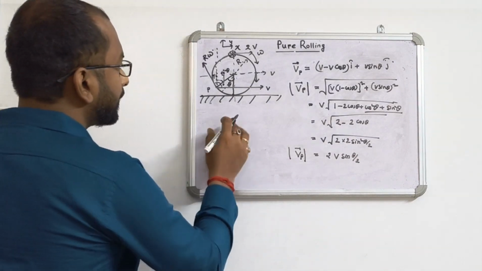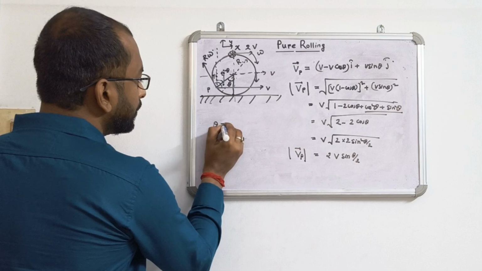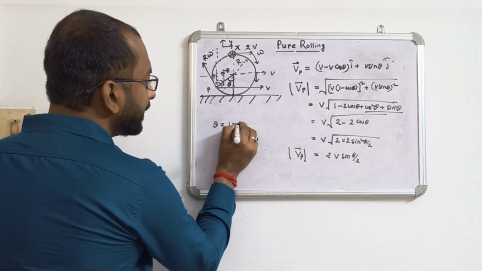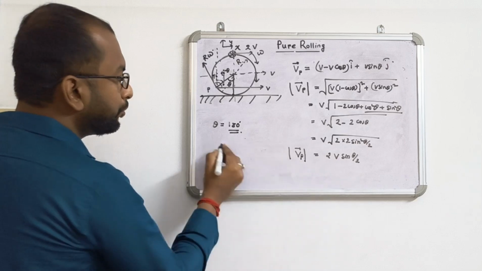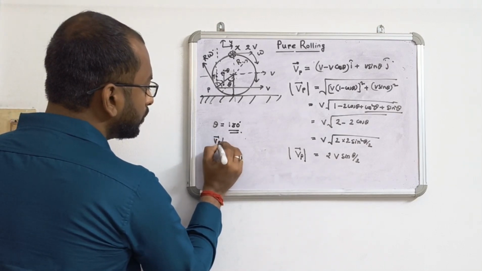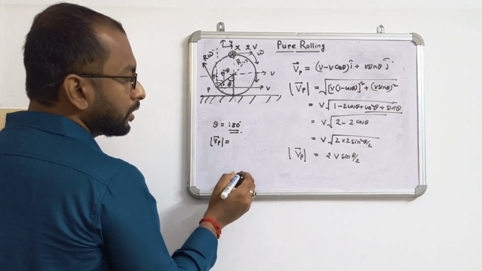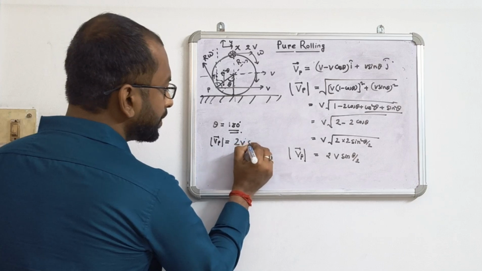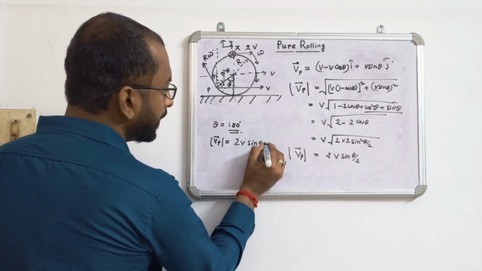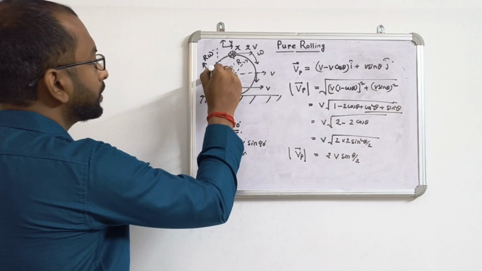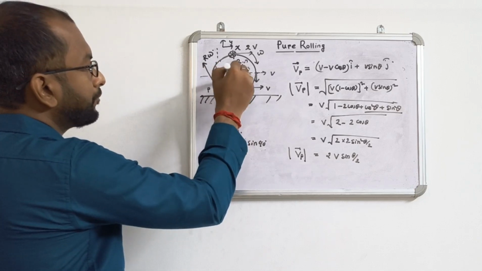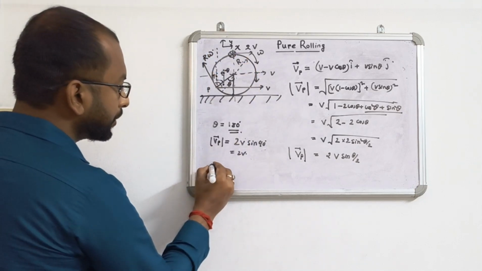So if I tell that theta value is 180 degree, 180 degree means I am talking about the top point. If you put that, you will get the value of that particular point. The velocity is 2v sin 180 by 2, that is 90. So 2v you are getting at this point. The value of theta is 90 degree from the point of contact, angular position.